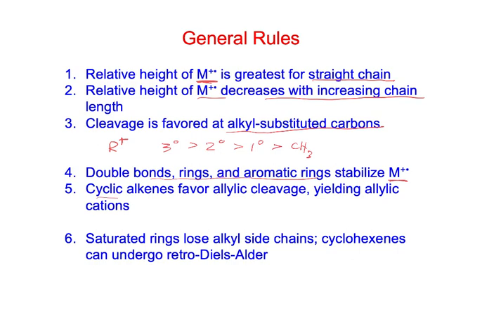If we have cyclic alkenes, they favor an allylic cleavage. This is what we showed before, which gives us an allylic cation. So if we had a cyclic alkene like this, then this would ionize. We can draw it with a radical on one side and a plus on the other side.